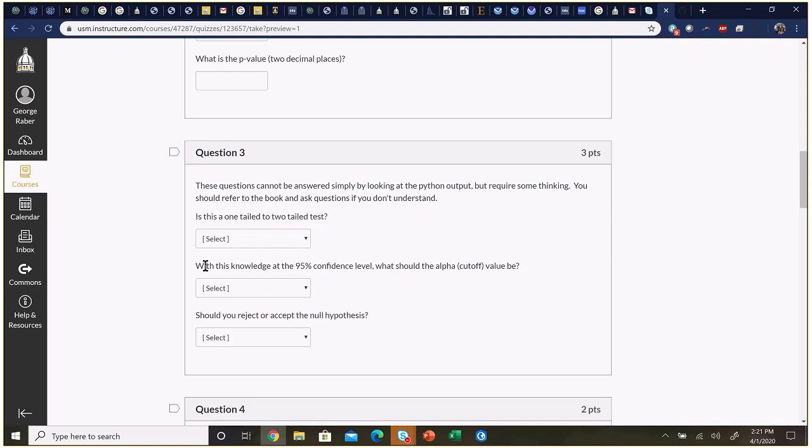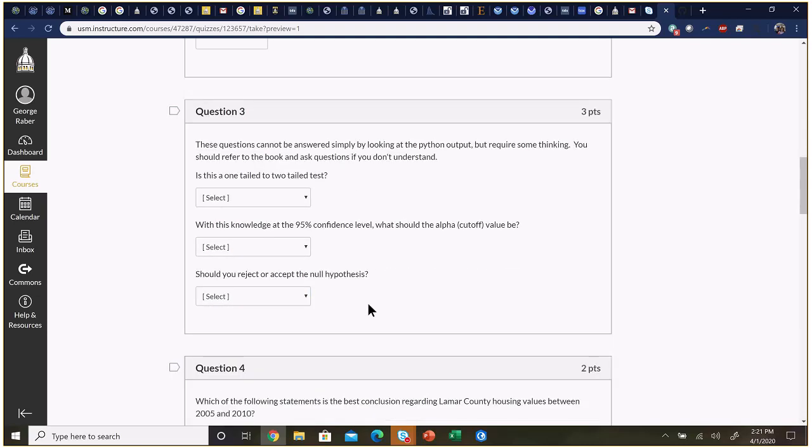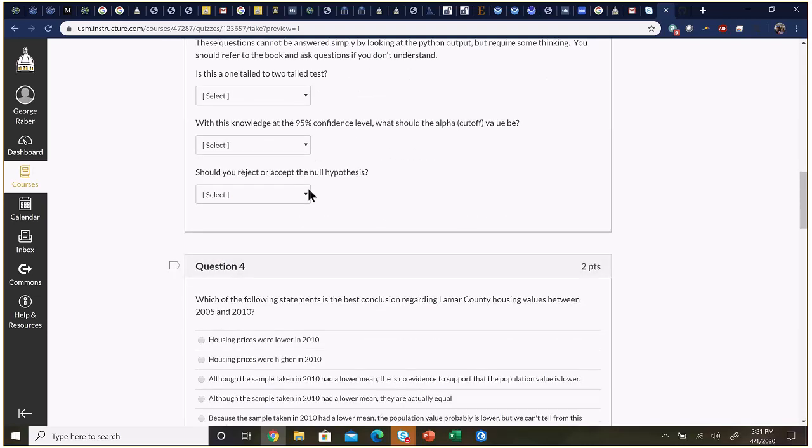Okay. With this knowledge at the 95% confidence interval, what should the alpha cutoff be? Should it be one of these values? It looks like I accidentally put in 2 blank values. It's not one of those anyway, so I'll try to go update that. Okay, and then should you reject or accept the null hypothesis?